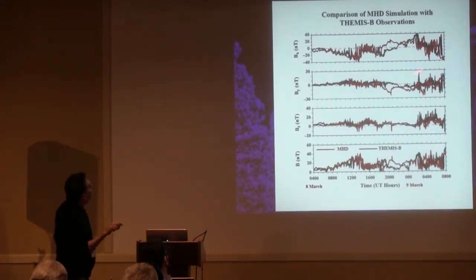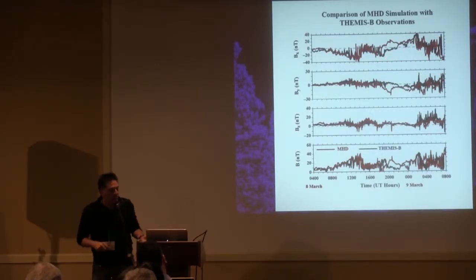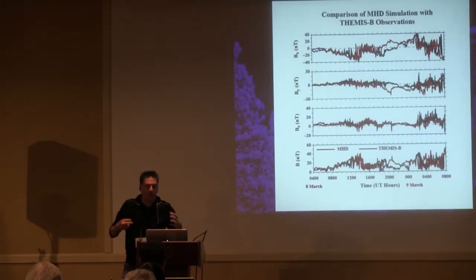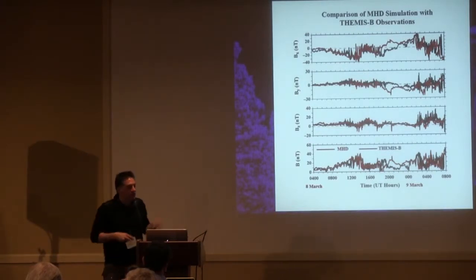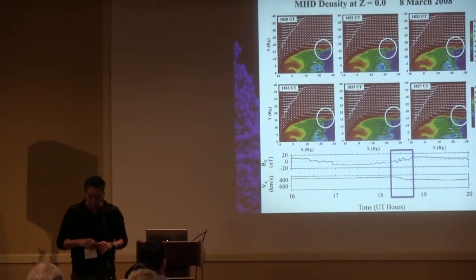The only time we're off by a bit, and we're doing well on the BZ but not on the BX and BY, is right after the high-speed stream for about a period of 2 or 3 hours. But aside from that, we're doing a really good job of reproducing what the spacecraft flying through a very turbulent tail is doing. Now, for the rest of the talk, I want to concentrate on some really interesting features we see.